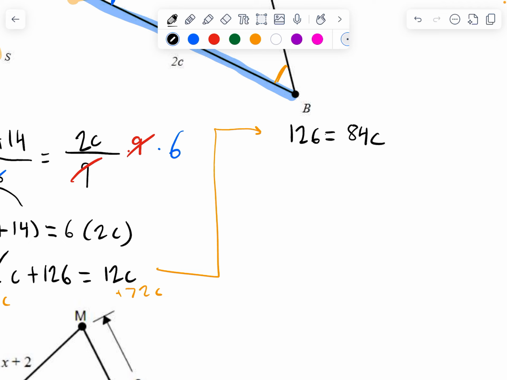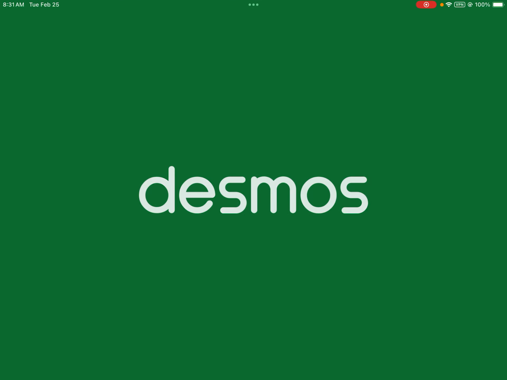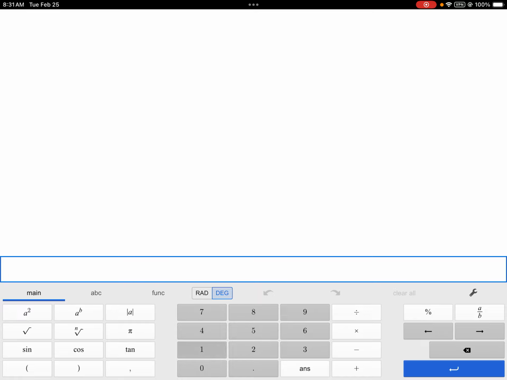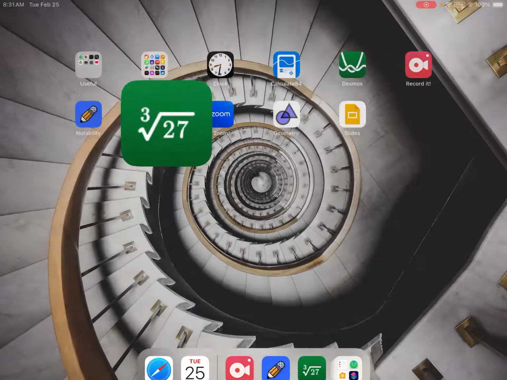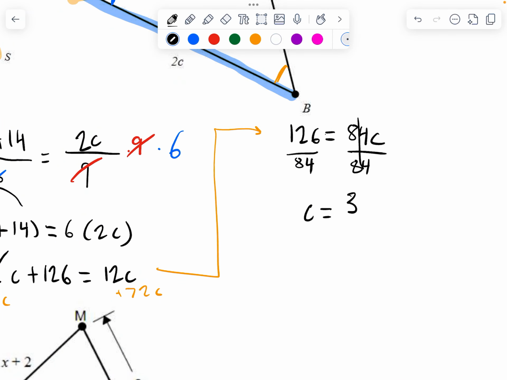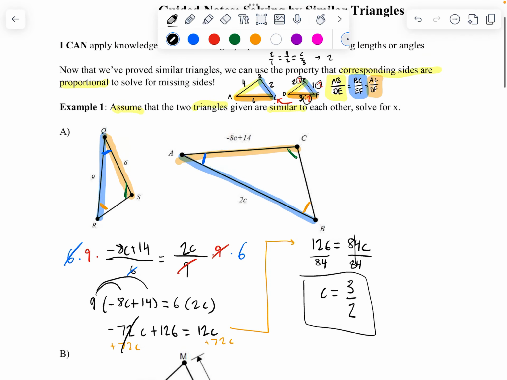Now we want to get C alone, so we divide both sides by 84, and we get C equals 126 over 84. Now, remember, you need to simplify fractions if they can simplify. So I would open up whatever calculator you have and say, 126 divided by 84. We get 1.5, which is 3 halves. So C equals 3 halves. Now, the last thing you need to double check is that this is a value that actually works.